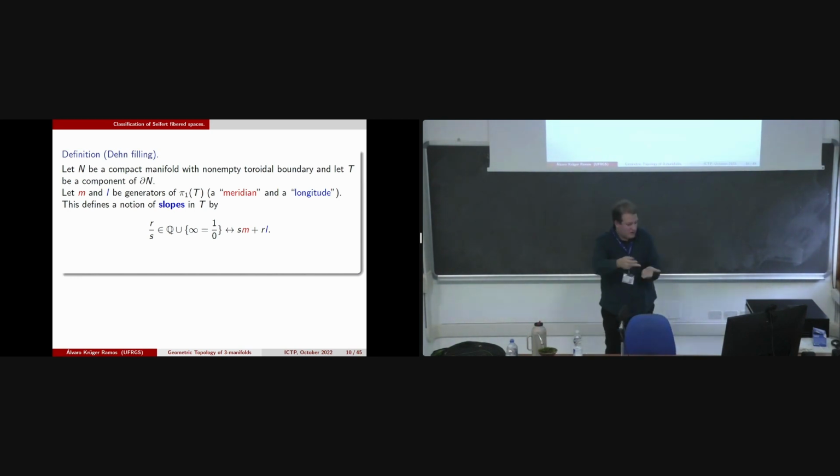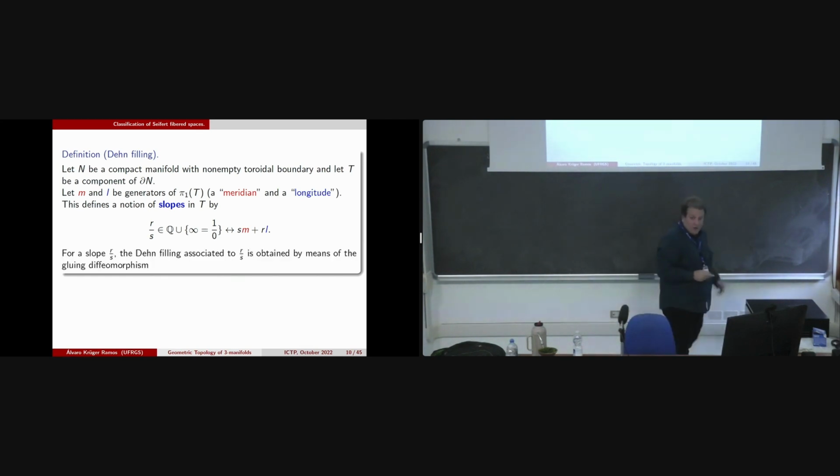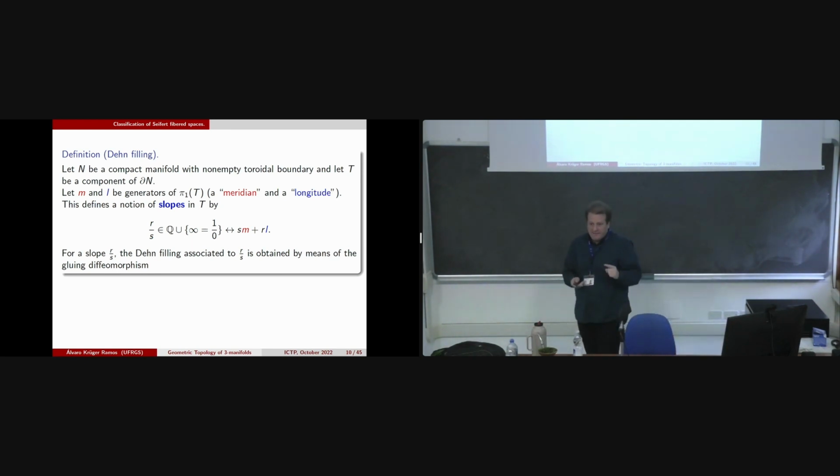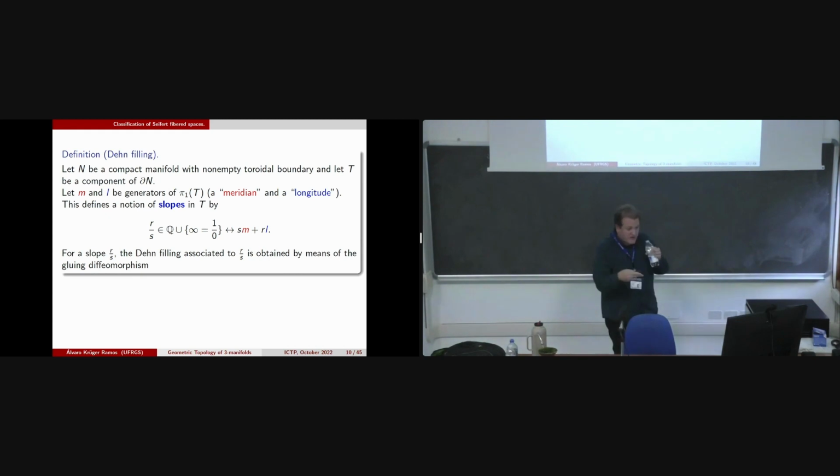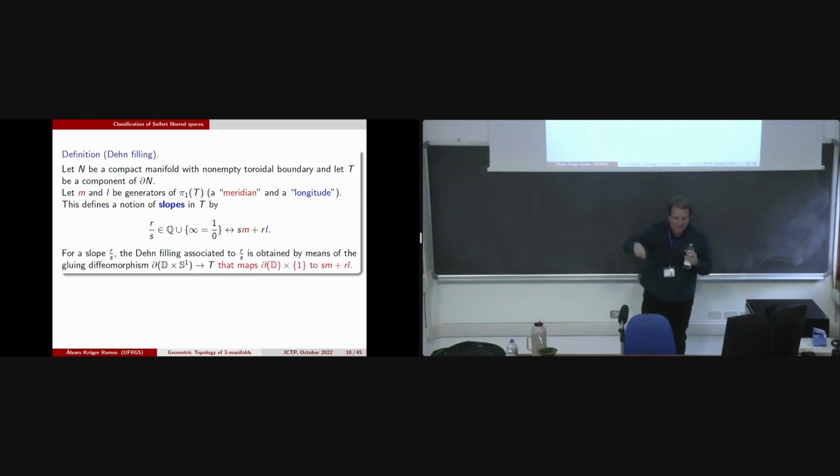You have a rational number or infinity, and we will think of infinity as 1 divided by 0. And this is the curve S times M plus R times L. And for a slope, you choose your slope, and the Dehn filling is going to be made with respect to that slope. You choose your rational number or your infinity number, and the Dehn filling associated to this number is going to be by the gluing diffeomorphism that maps the boundary of your disk.